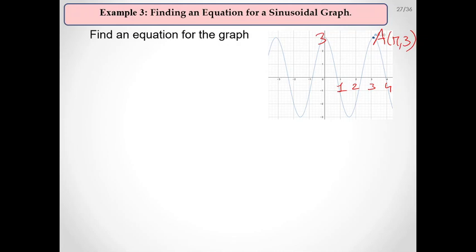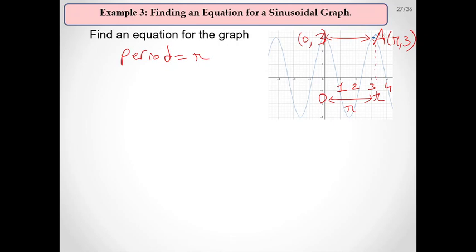We can follow the steps here. We can go with the period and the amplitude. Let's start with the period. The period from the graph will be the distance between 0 and pi. This is 0, so what's the distance? You'll see the distance is pi, so the period is pi.